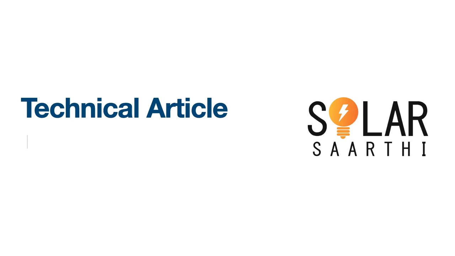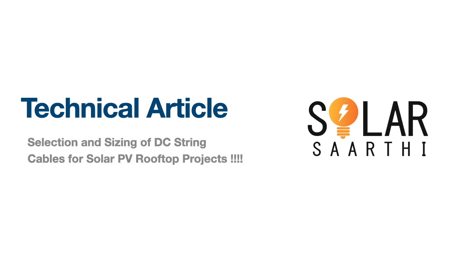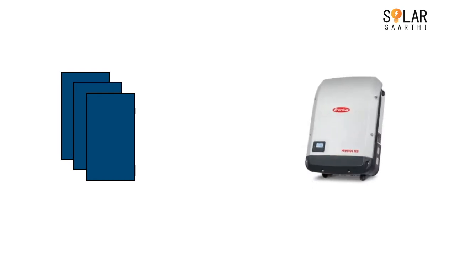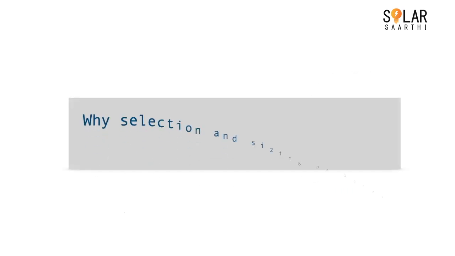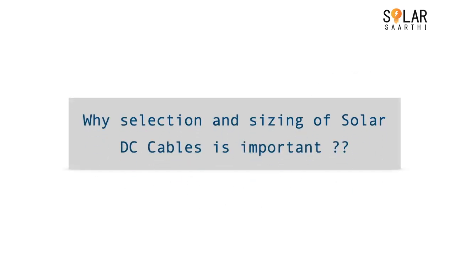In this video, we'll discuss how to select and size a DC cable for your solar PV rooftop project. DC string cables act as a medium between solar PV modules and the grid connected inverters. The DC currents and the voltages generated by the solar PV modules flow via these cables to the DC side of the inverter. Now the question comes: why is the selection and sizing of these solar DC cables so important?